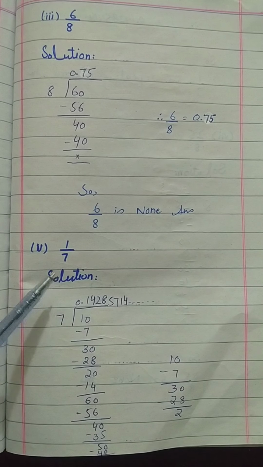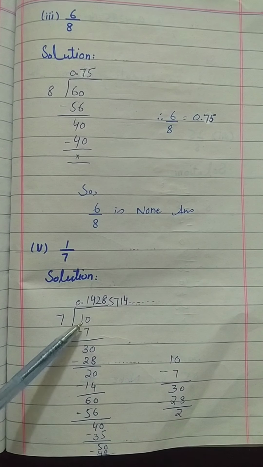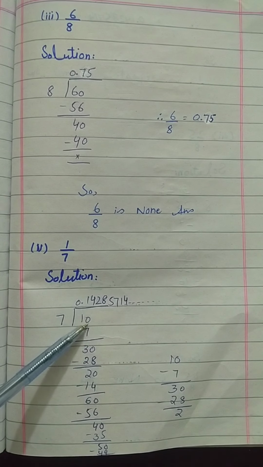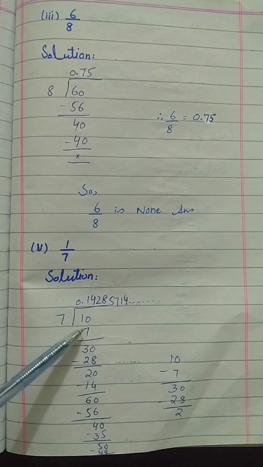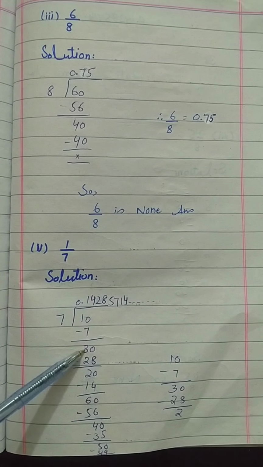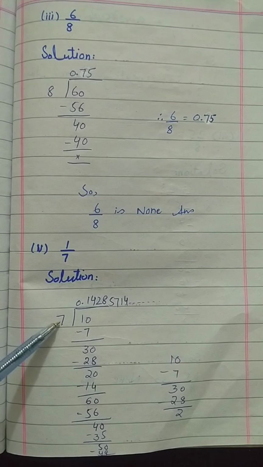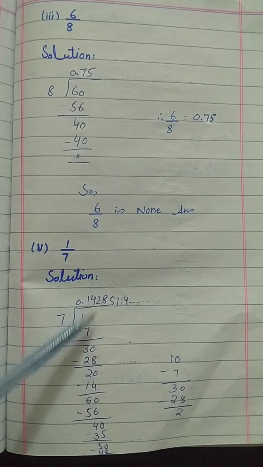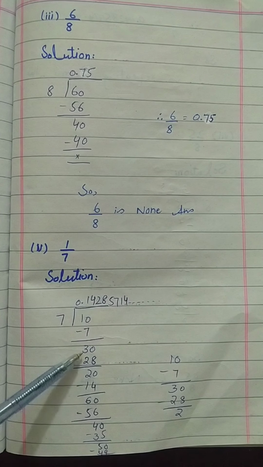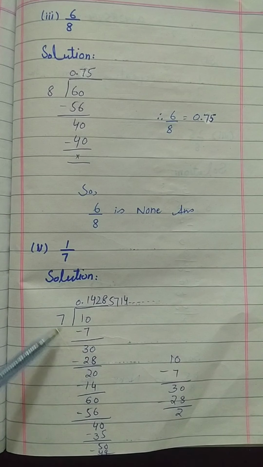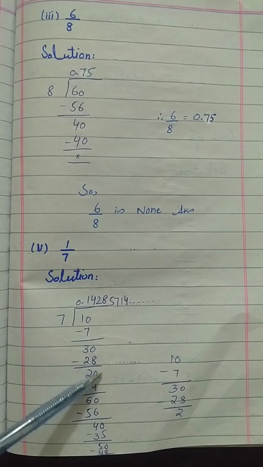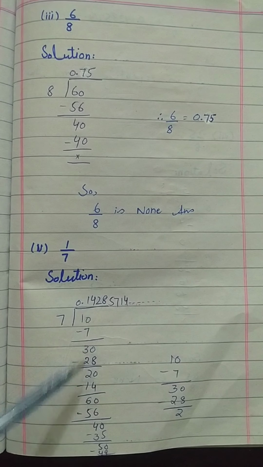In the next question, we have fraction 1 by 7. We divide 1 by 7. 1 is a smaller amount, so we put 0 here and a point to get 0. So now the value becomes 10. 7 1s are 7. Subtract 7 from 10 and get 3. 3 is a smaller amount than 7, so we get another 0 and the value becomes 30. 7 4s are 28. Subtract 28 from 30 and get 2. 2 is a smaller amount than 7, so we get another 0. The value becomes 20. 7 2s are 14.